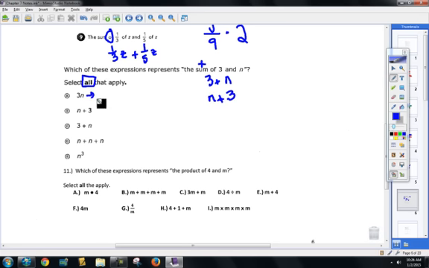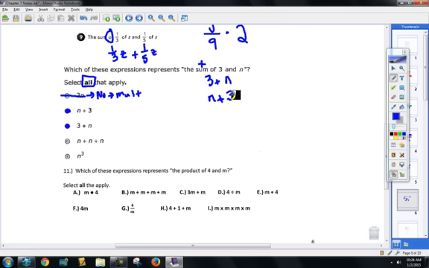Would A represent the sum of 3 and n? No. That's representing multiplication. 3 times n, the product of 3 and n. So that wouldn't work. N plus 3? Yeah, that would work. What about 3 plus n? Yeah, that would work. What about n, n, n?